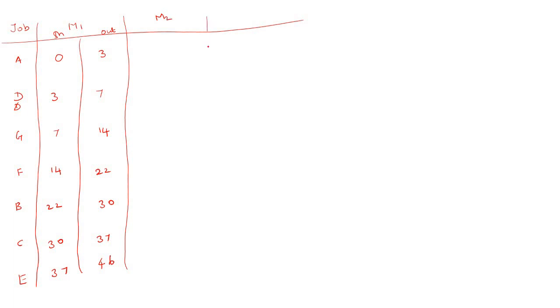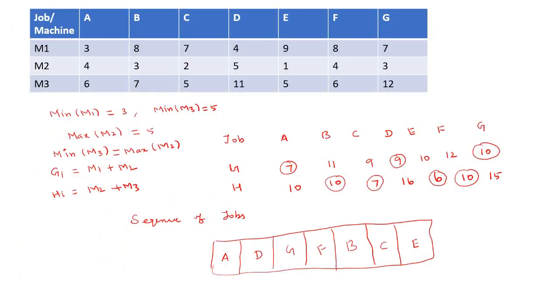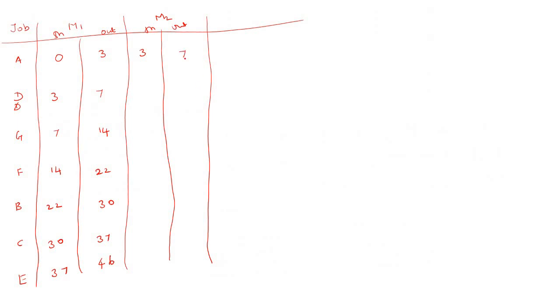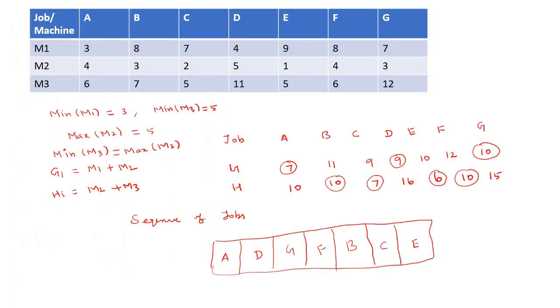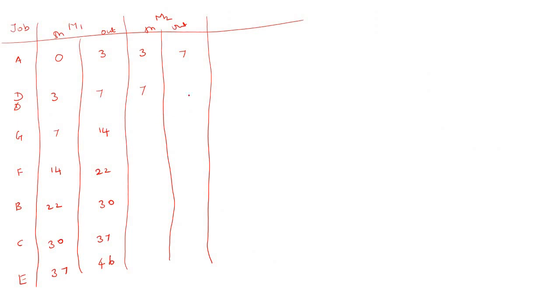Similarly we find M2. So in M2 also in and out. So the first machine out is the second machine in. So in the second machine the A value is 4. So therefore 3 plus 4, 7. Now I choose the maximum of first machine out and second machine in. So therefore the maximum is 7. So they are equal. So D value for the second machine is 5. So therefore we get 12.